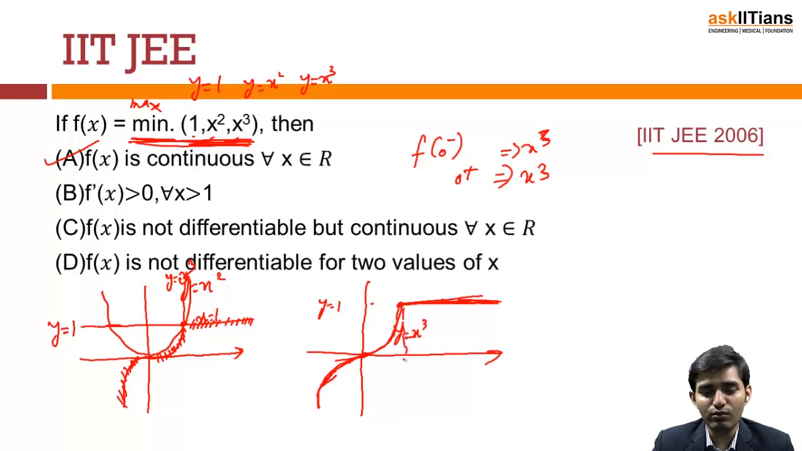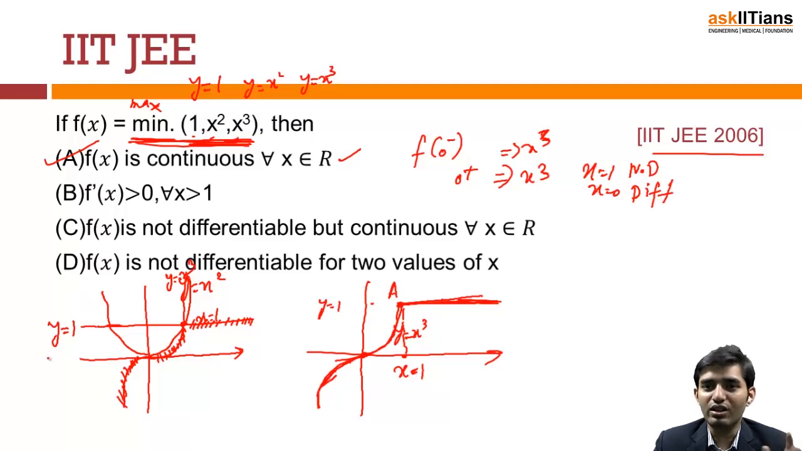This point is x equal to 1, right? Because there is a sharp corner at x equal to 1, a sudden change in the graph. It was going like this and suddenly it became constant. So there is a sudden change here, a sharp corner at this point A. So it is not differentiable at x equal to 1. So it is continuous everywhere. It is not differentiable at x equal to 1, but it is differentiable at x equal to 0. Now you can check which is the correct option according to this and take the correct option.